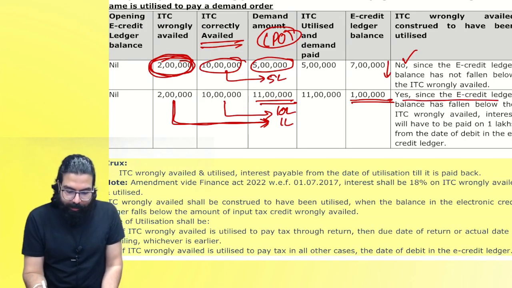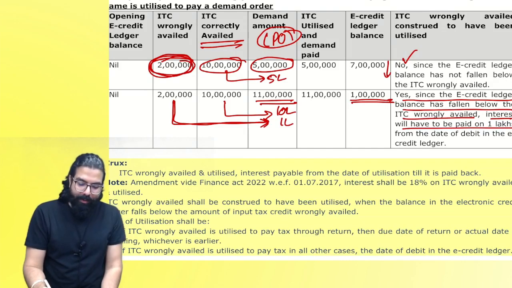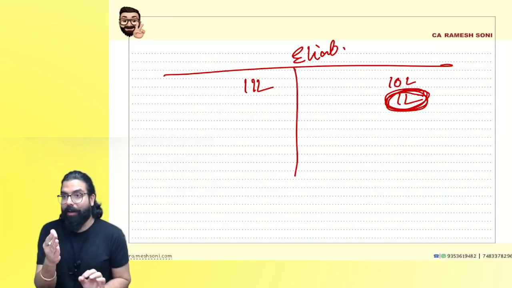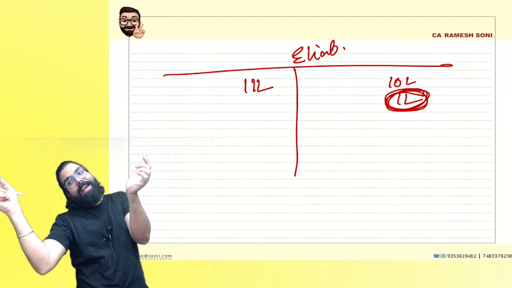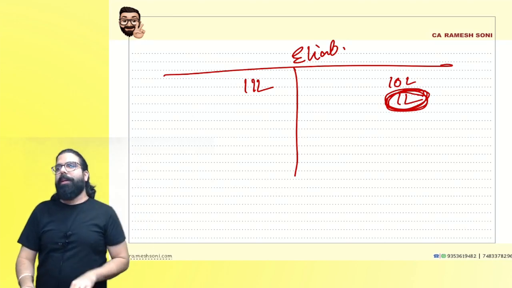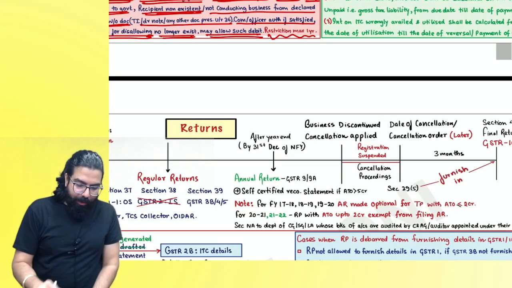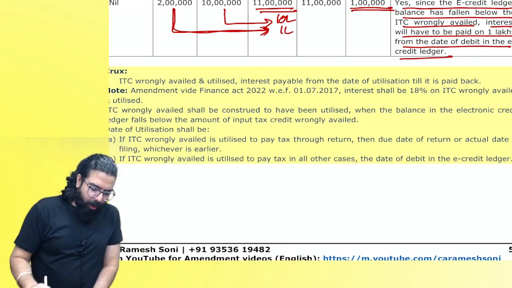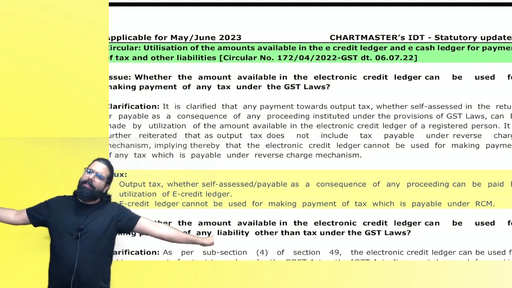See, yes, the e-credit ledger balance has fallen below. Interest will be payable on the day 1 lakh was debited from the e-credit ledger. Means this amount came out from the e-credit ledger and you used it to pay your liability the day it was used. Are we clear, everyone? I hope you guys got the point. I will go ahead. Everyone over here, this is the final crux of the story. I hope you guys enjoyed it. Can we go ahead, everyone? Now, over. That's it, everyone.